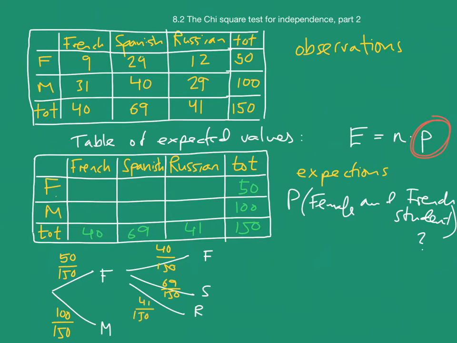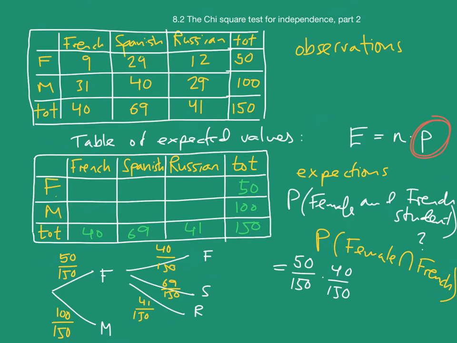So when we're talking about the probability of being female and French student, we can write this as the intersection, female and French. So remember, we can read this intersection symbol as and. Now, to find that probability, we had to multiply the probabilities like this. And now we have found this probability that we needed for our expected value.